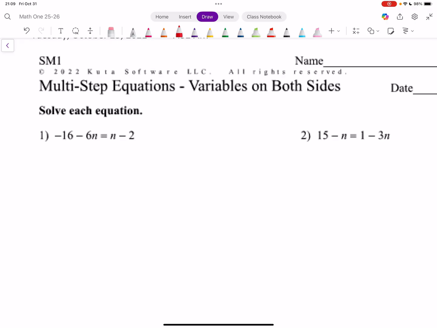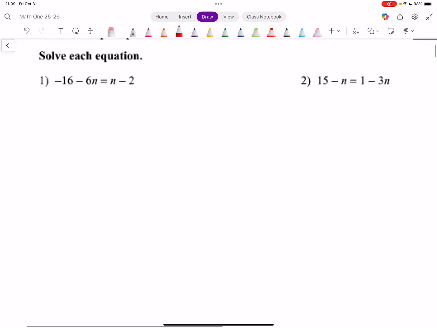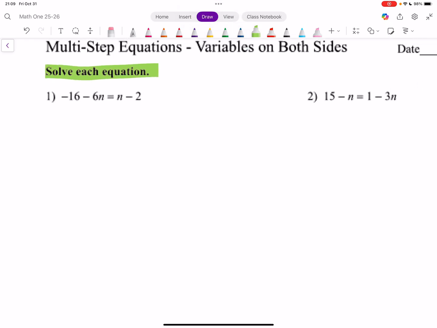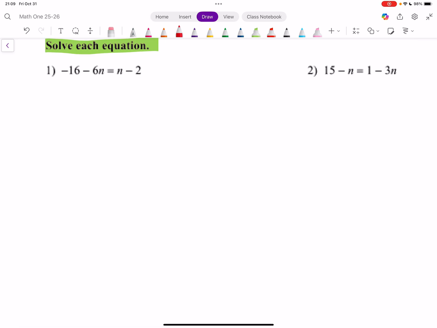number. The specific example shown in this video will demonstrate how to solve when combining like terms is not required as a first step. Prior to beginning my work, I always want to make sure to read the directions. The directions here say to solve each equation. Let's take a look at example 1.